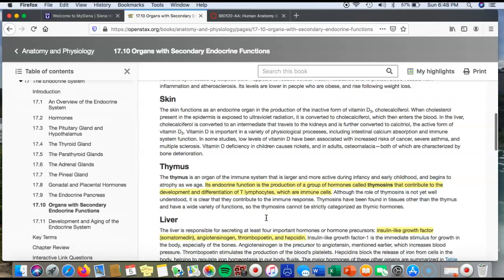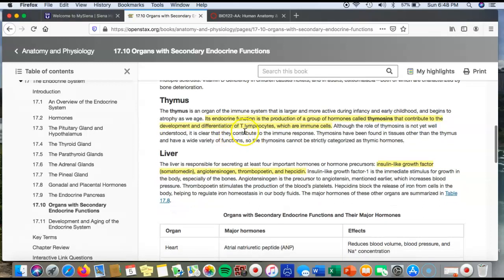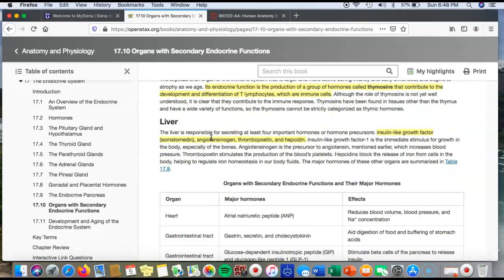I'm going to skip the skin here. Let's go to the thymus. The thymus is an organ of the immune system that's larger and more active during infancy and early childhood, and it begins to atrophy as we age. Its function is the production of a group of hormones called thymosins that contribute to the development and differentiation of your T lymphocytes, which are immune cells. We're not really sure what thymosins do yet, but it's clear that they contribute to the immune response in some way.